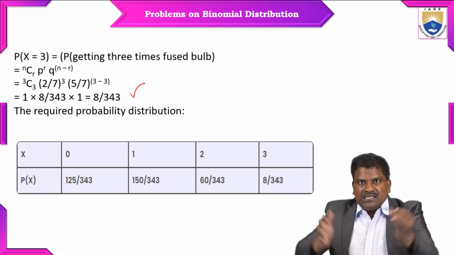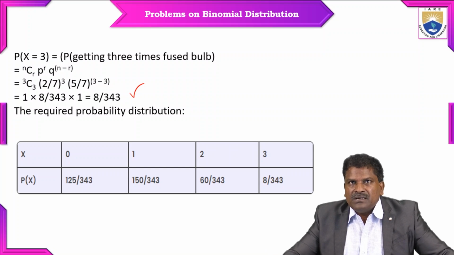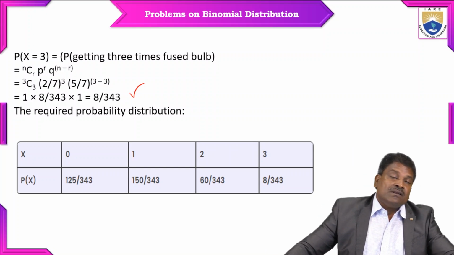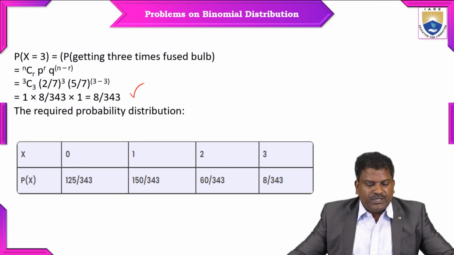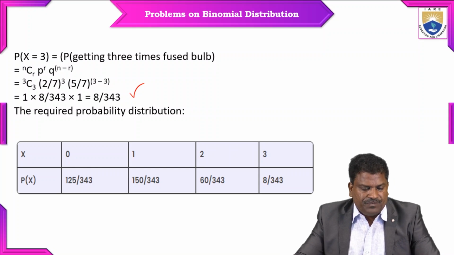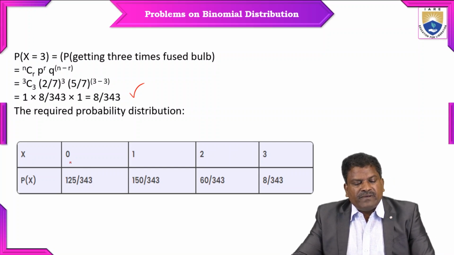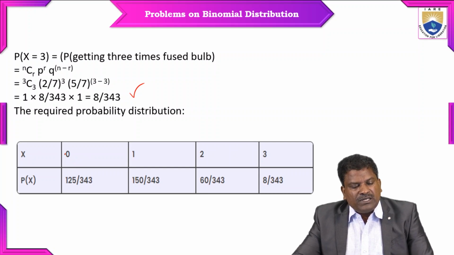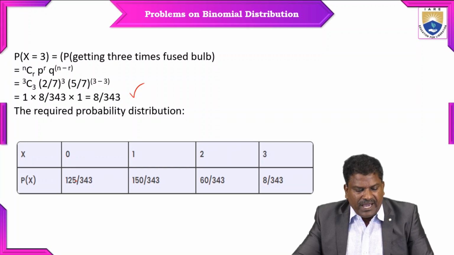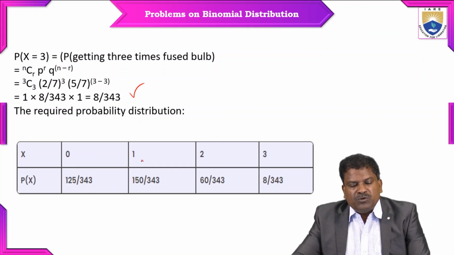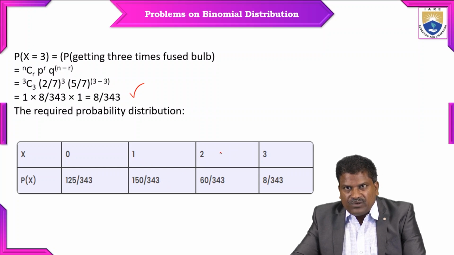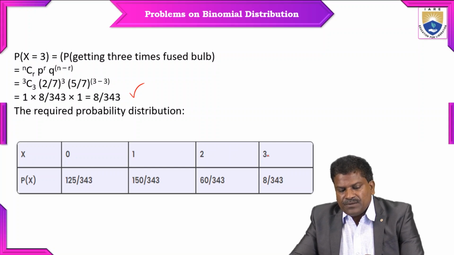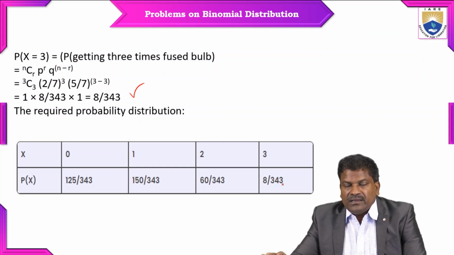Now keep all these values in tabular form. It will become the binomial distribution. So for this given sum, X is taking the values 0, 1, 2, 3. Probability of 0 is 125 by 343. Probability of 1 is 150 by 343. Probability of 2 is 60 by 343. Probability of 3 is 8 by 343 for this sum.